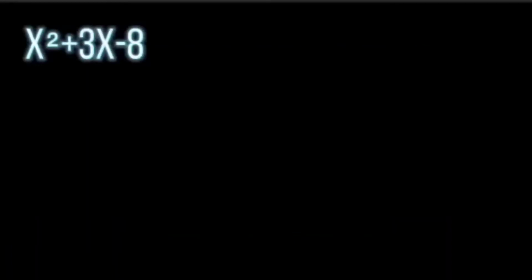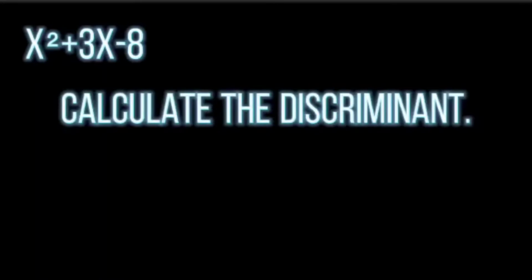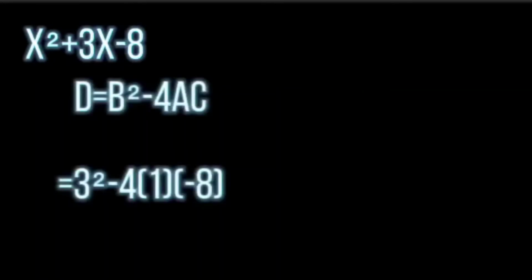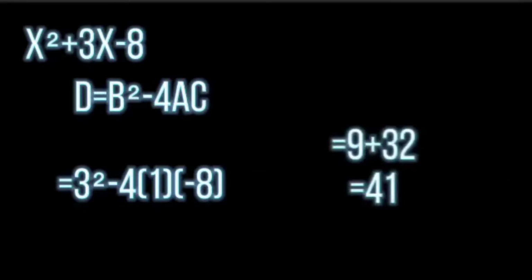x squared plus 3x minus 8. Calculate the discriminant. So the formula is b squared minus 4ac. b is 3, a is 1, and c is negative 8. 3 squared is 9, negative 4 times negative 8 is positive 32, and 9 plus 32 is 41. Because the discriminant is positive, there are two real solutions.